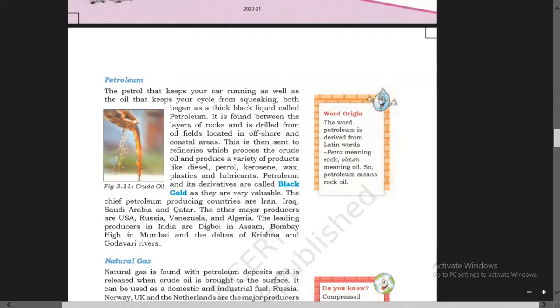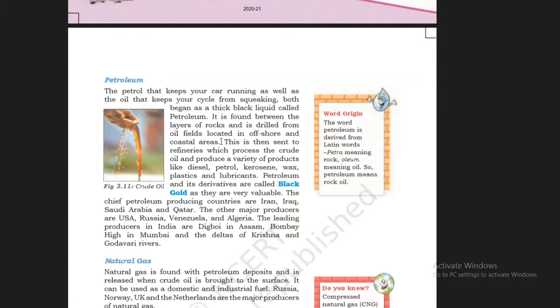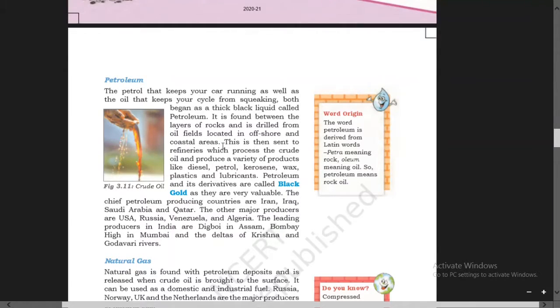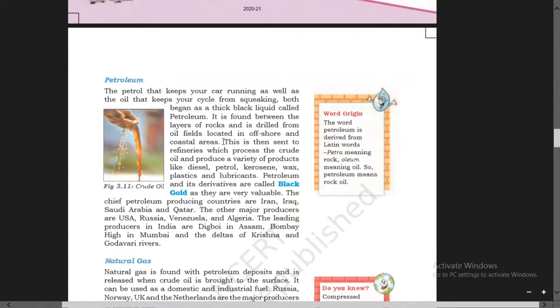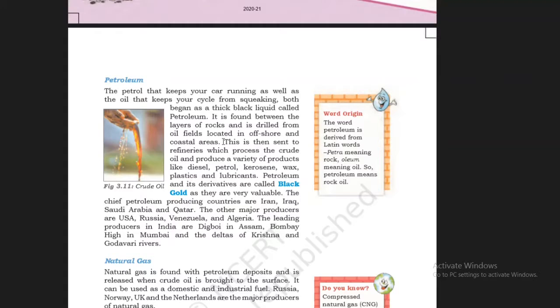Both began as a thick black liquid called petroleum. It is found between the layers of rocks and is drilled from oil fields located in offshore and coastal areas. So you will find this offshore, that means in our India, Mumbai High like that. And by the way, at the coastal areas, these oil fields are located.